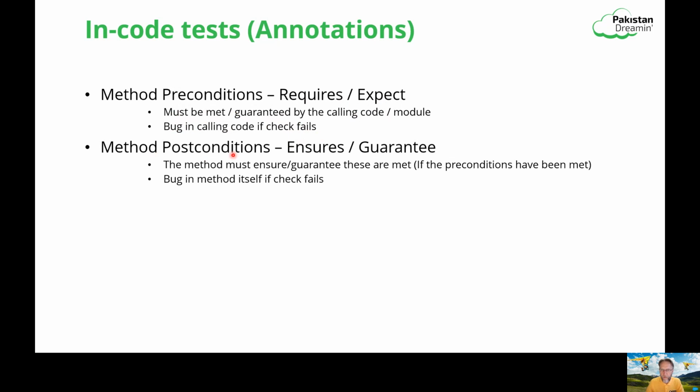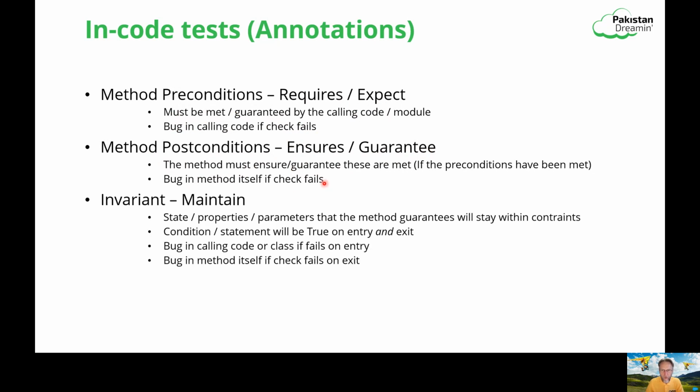Then you have your post condition automated checks. These are sometimes called ensures or guarantees, because your method is ensuring or guaranteeing that these contract conditions are met. If these tests fail, it means there's a bug in the method itself. Then you have an invariant check, sometimes called a maintain, because the condition must be maintained as true the whole time.